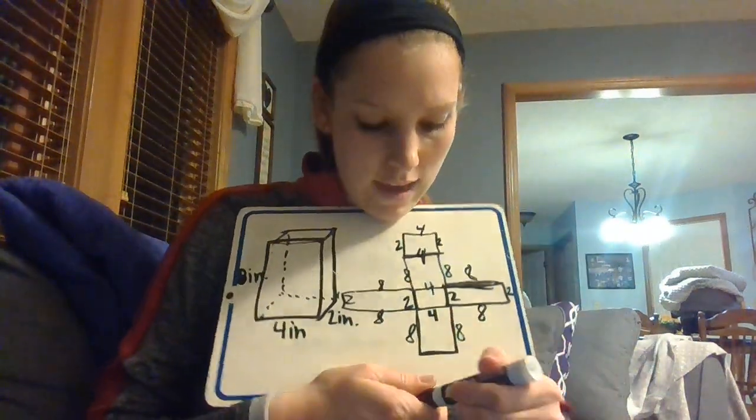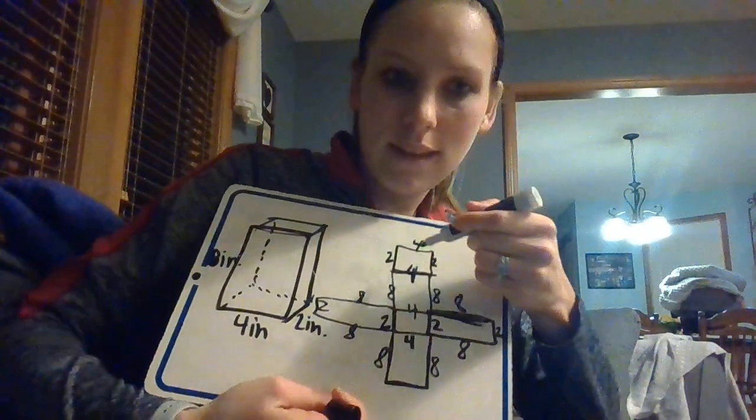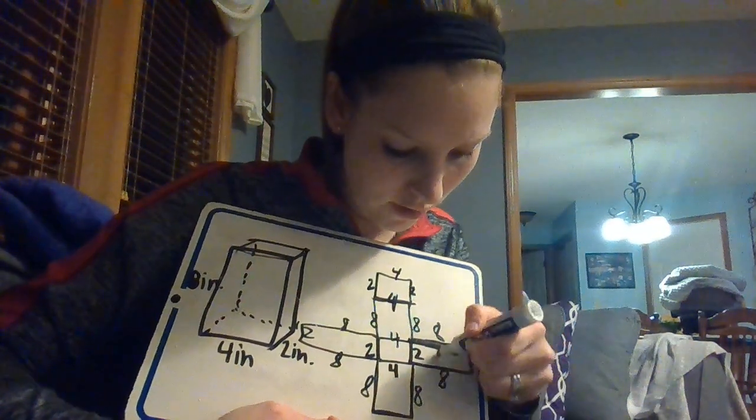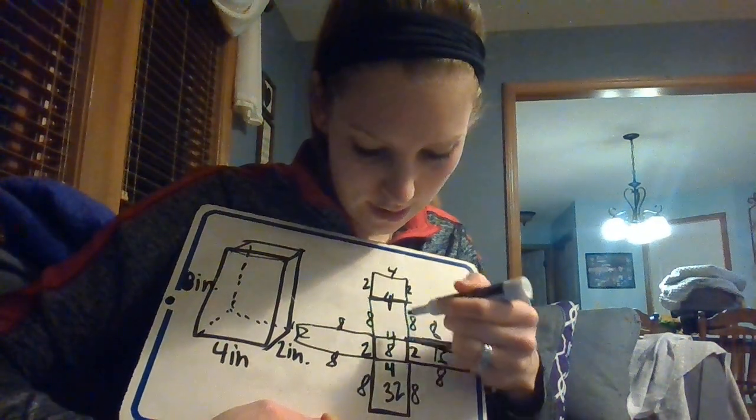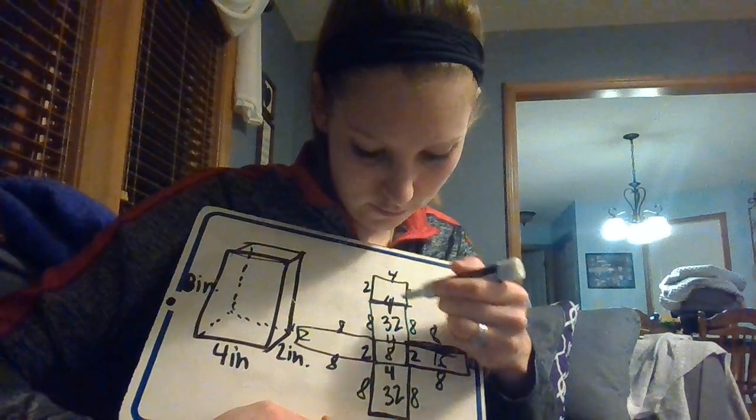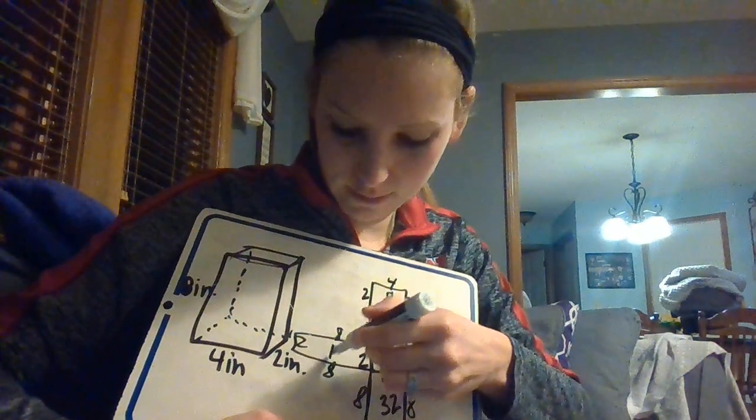And then we find the area of each rectangle. We've taken this complex shape, and we take the area of each rectangle. Here's 16. Here's 32. Here's 8. Here's 32. Here's 8, and here's 16.